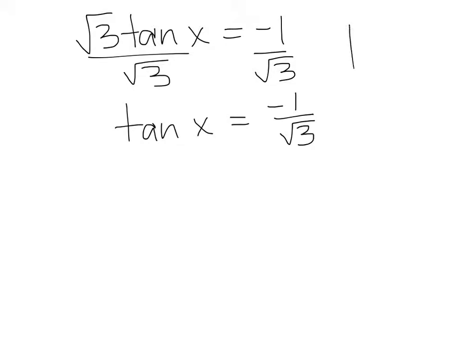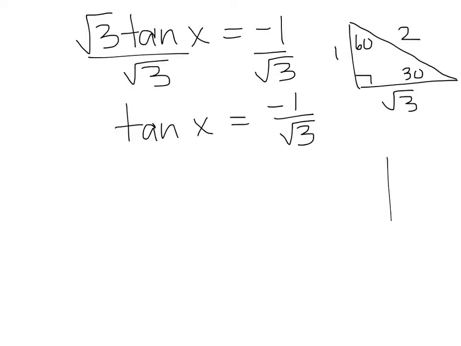The root 3 occurs in the 30, 60, 90 triangle. This is 30. This is 60. We have 1, root 3, and 2. We need the tangent of what angle to give us 1 over root 3? That would be a 30-degree angle.